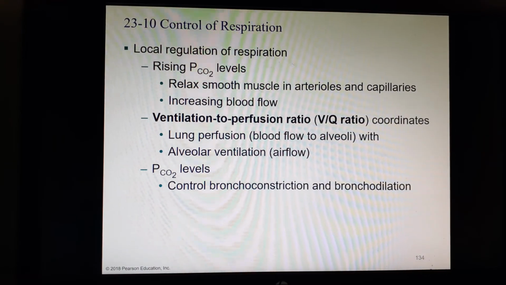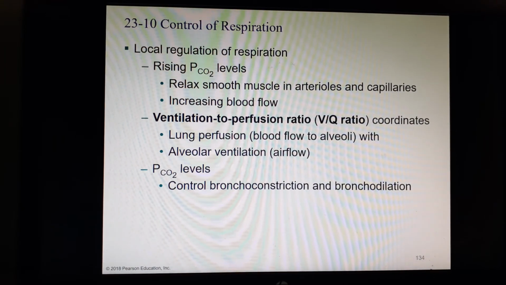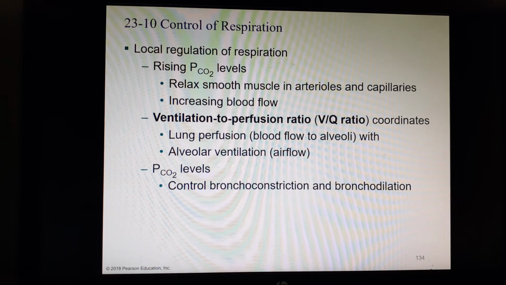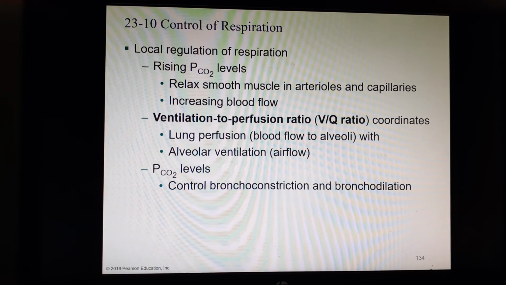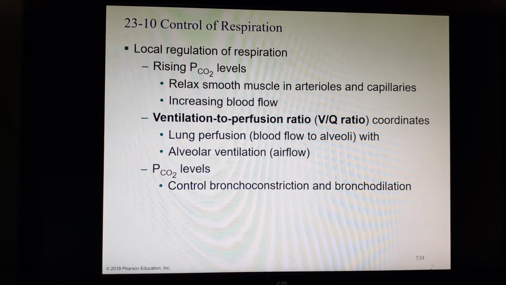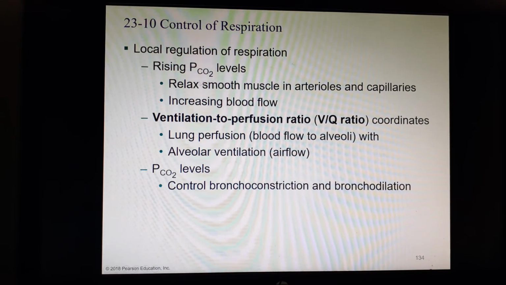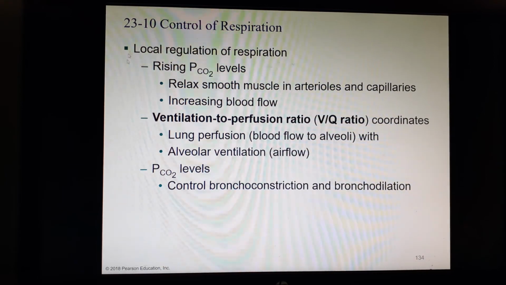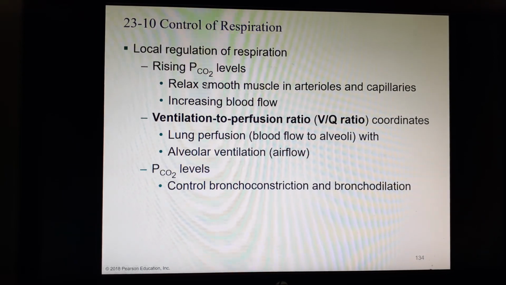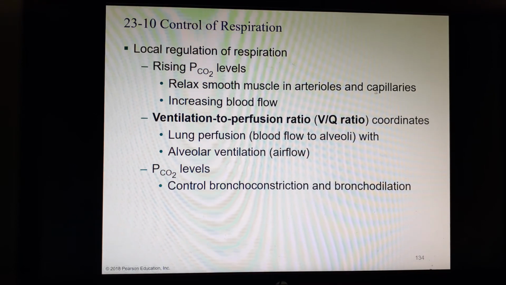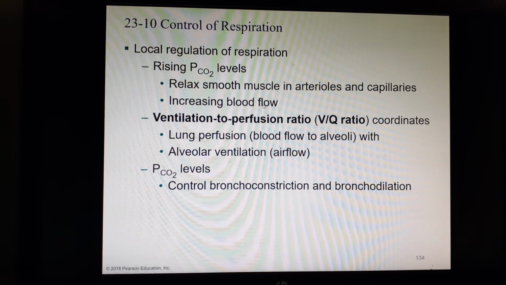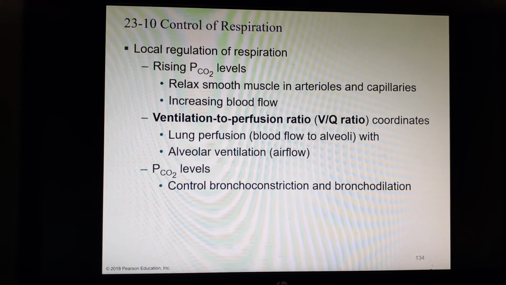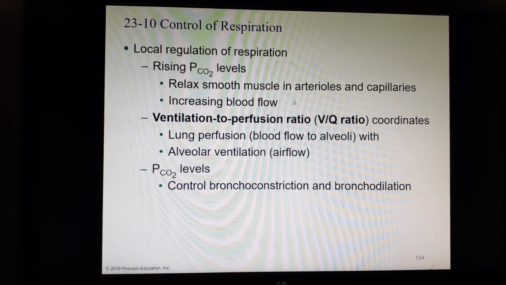Okay, so this might surprise you, but your body is more sensitive to the concentration of carbon dioxide than it is to the amount of oxygen. It is the carbon dioxide levels that send off the alarm bells. So for local regulation of respiration, if you have CO2 partial pressures that are going up, that presence of this gas will cause you to relax your smooth muscle in your arterioles and capillaries to make the blood flow faster. It's accumulating too quickly. We need to get it out of the blood through respiration. So we speed up the blood getting to the lungs.